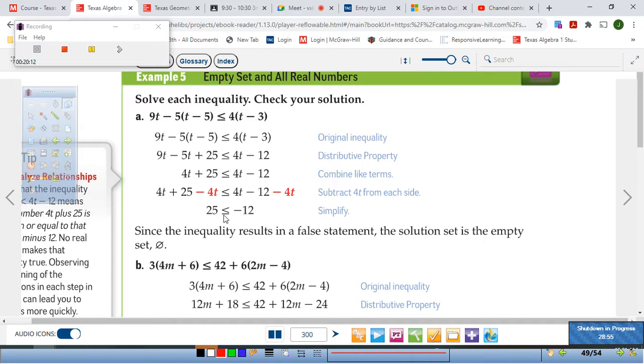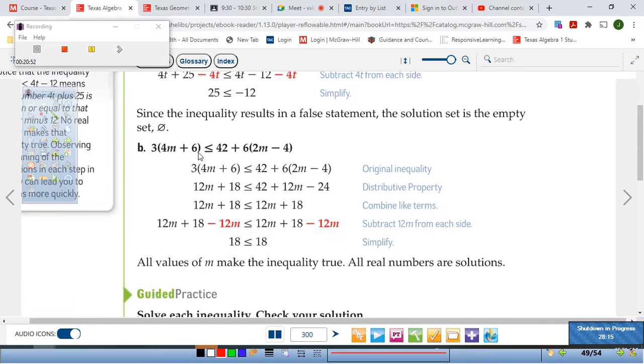Well, think about that. Is this one greater than that one? I like to think of money. Would you rather have $25 or would you rather have negative $12? I'd rather have this one. See, this one's grabbing the wrong one, and they're not equal, so it's false, slash, the empty set. There's no solution for this one.